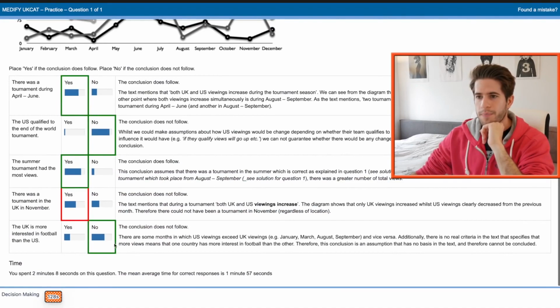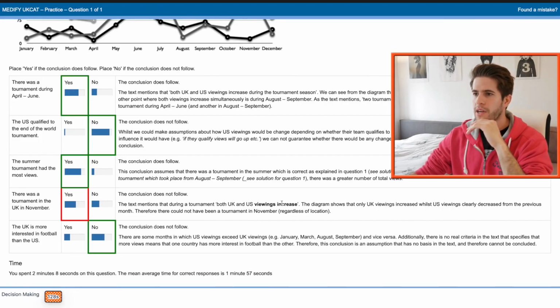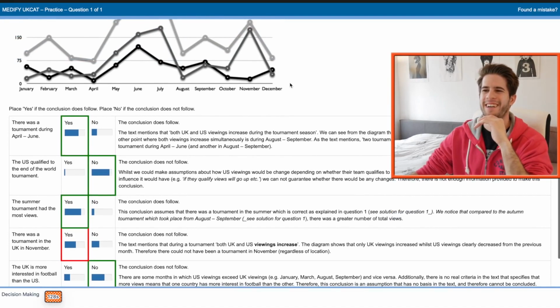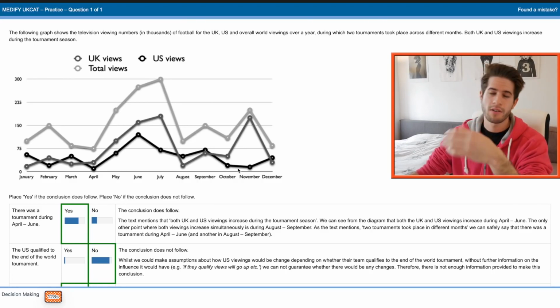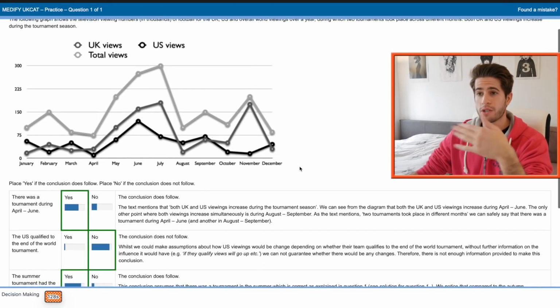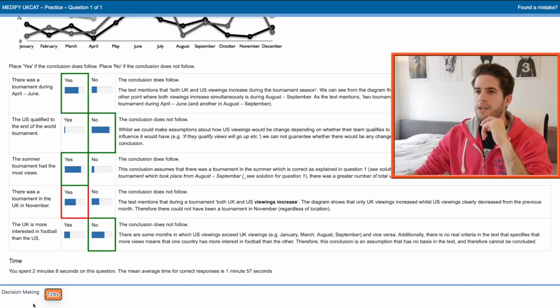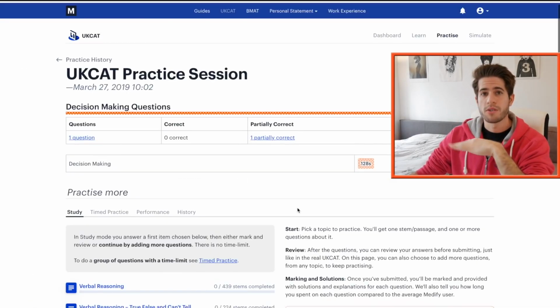Oh no, I was right there. Okay, let's see what I got wrong. There was a tournament in the UK in November. The text mentions that during the tournament, both UK and US viewings increased. The diagram shows that only UK viewings increased while US viewings clearly decreased. Whoops, yeah. They're right, absolutely. Over here I incorrectly looked at this line and said, yep, they're increasing, whereas this line is just for the UK. The US viewings actually decreased, which means that there was no tournament during that season. So that's my bad. So generally for these types of questions, assumptions are going to be a no.